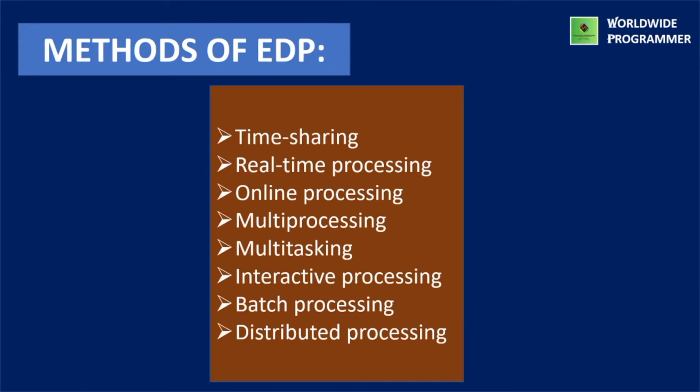If we talk about methods of electronic data processing, these are the methods of electronic data processing. The first one is time sharing, next one is real time processing, next one is online processing, next one is multi-processing, then multitasking, next one is interactive processing, next one is batch processing, and the last one is distributed processing. We will discuss one by one.